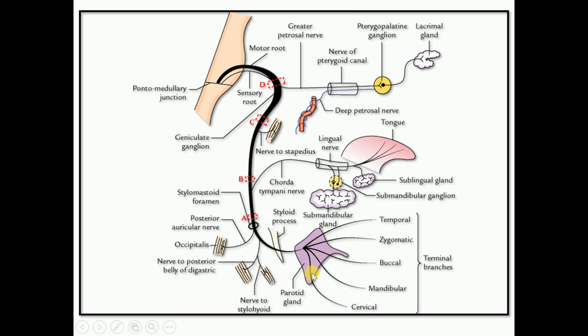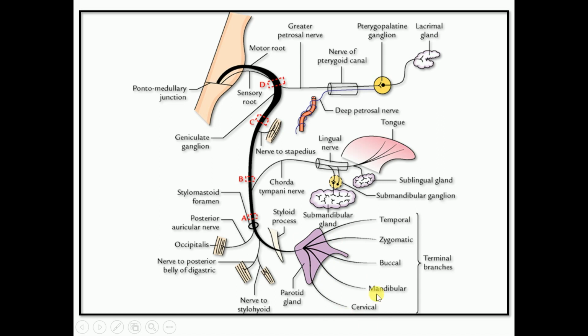Finally, these five terminal branches of the facial nerve come out via the anterior border of the parotid gland. So this is temporal, zygomatic, upper and lower buccal, marginal mandibular, and cervical. The cervical branch passes via the apex of the parotid gland and supplies the platysma muscle. So in short, all the five terminal branches look like a goose foot pattern, a branching pattern of the goose foot. It is also known as pes anserinus.